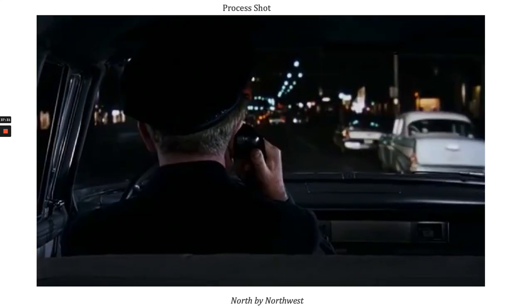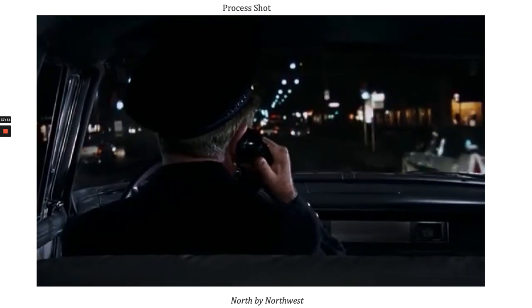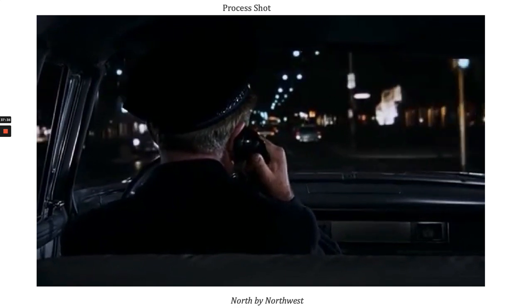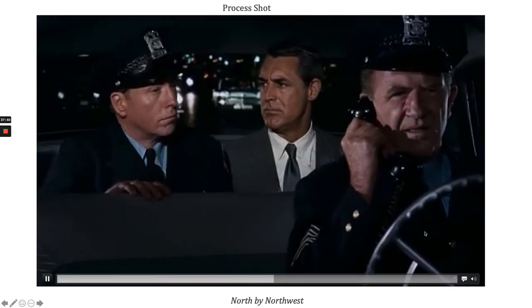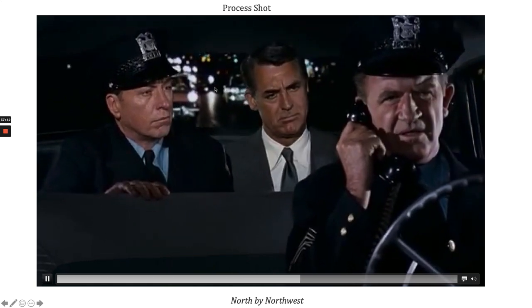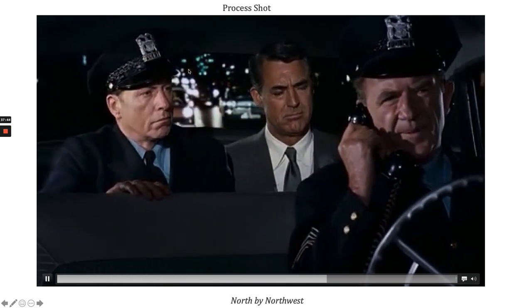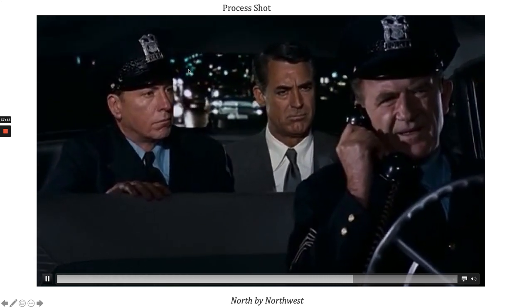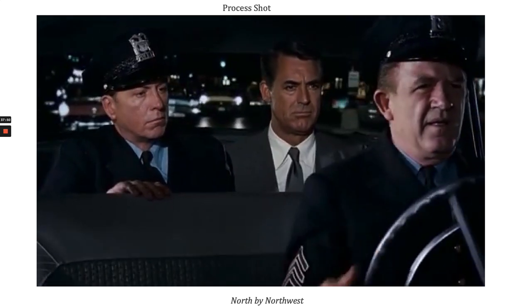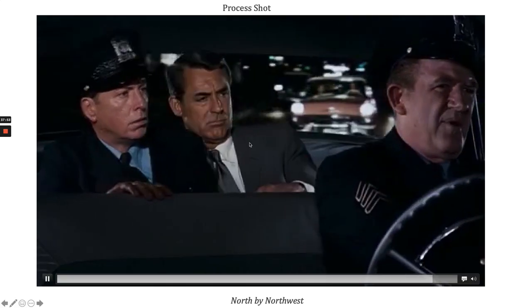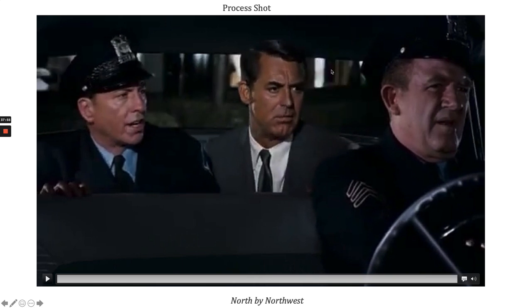The process shot here is that this is actually filmed inside a studio, but they have another piece of film in front of this police officer to make it look as though he's driving down the street, and then another piece of film behind them to make it seem as though they're in this crowded traffic, when actually they're just in the studio. Process shot, combining two different pieces of film. One piece of film with them in the car, and then the other piece of film is the busy streets behind them.